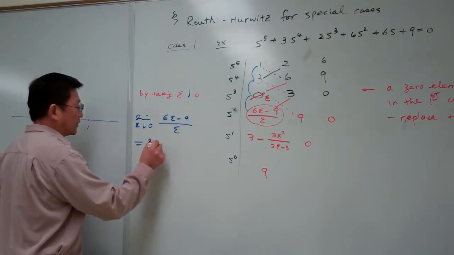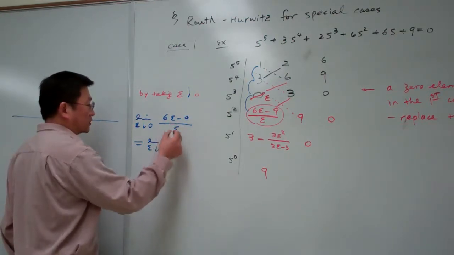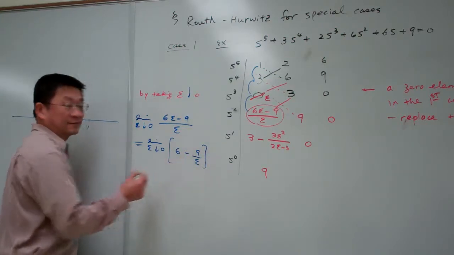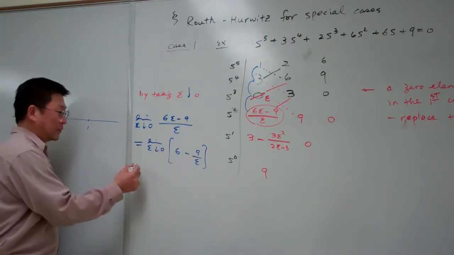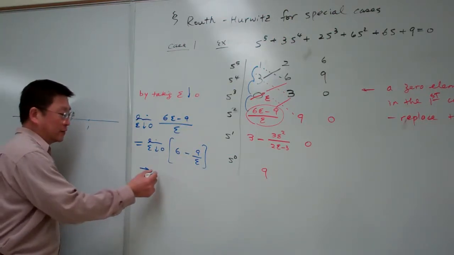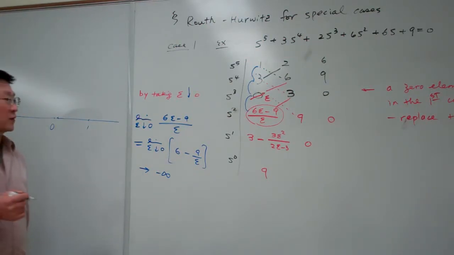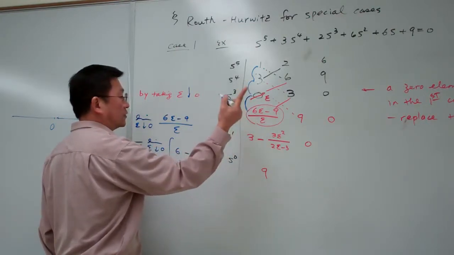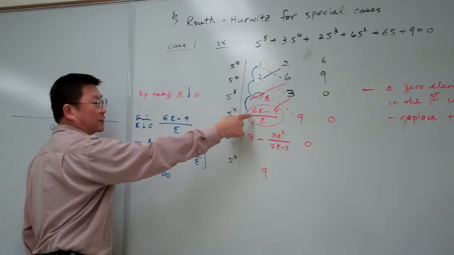We can do this one here. Be careful. So basically this one is, the first term is 6 and minus 9 divided by this, right? So this one is basically approaching negative infinity, right? Okay, so from here to here, we have one sign change. Basically this number is approaching negative infinity.